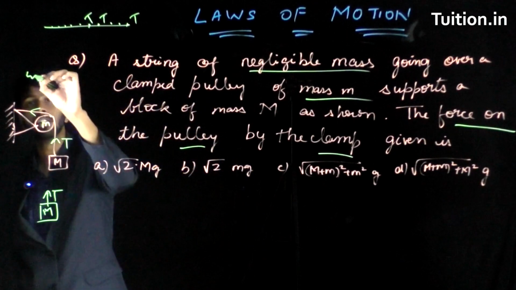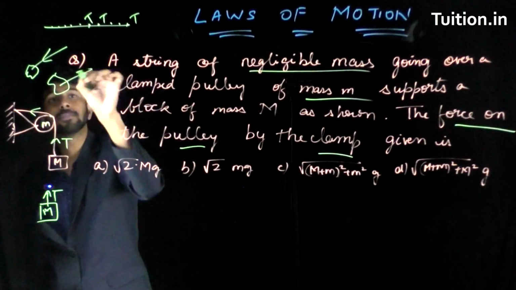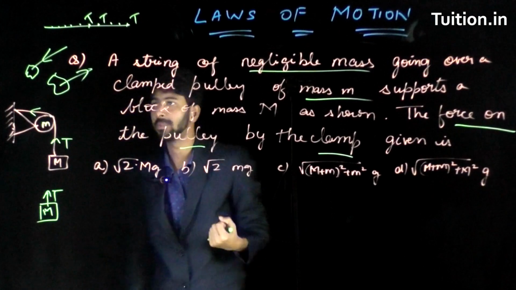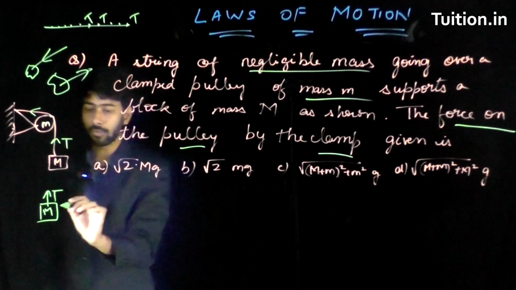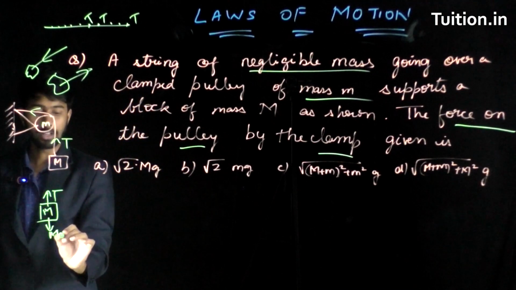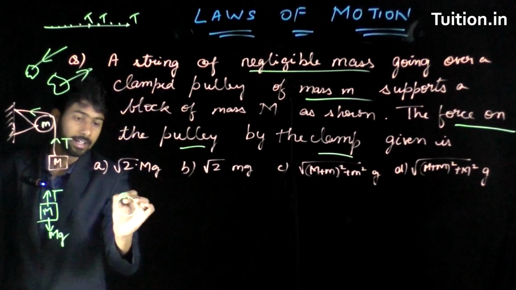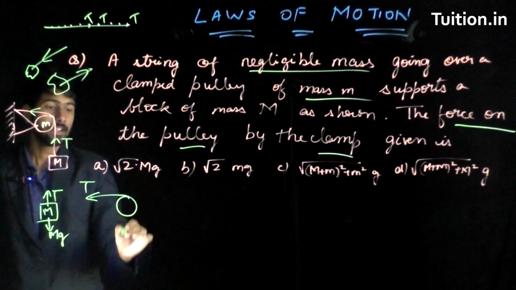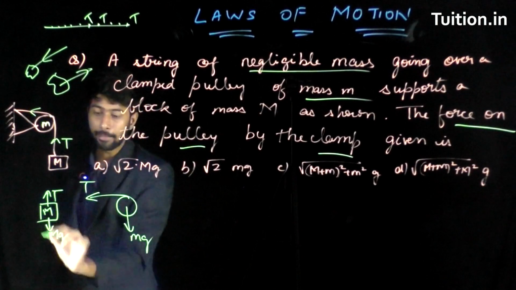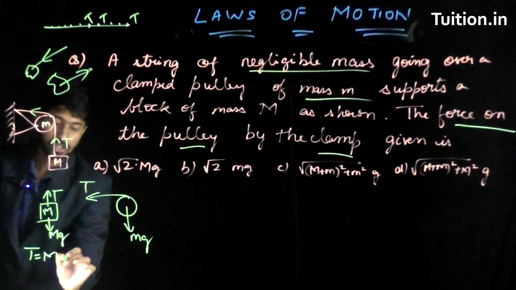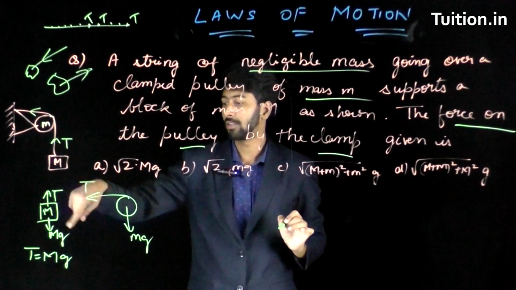Remember, if there is an object and tension is acting on it, tension can never push the object, it will always pull. Tension always pulls the object, so this is how the direction of tension will be. For the block, tension will be equal to capital Mg. If I draw the free body diagram of the pulley, there is tension acting in this direction and small mg acting in this direction. Why is the tension capital Mg? Because the block is not moving, so the forces have to be equal.